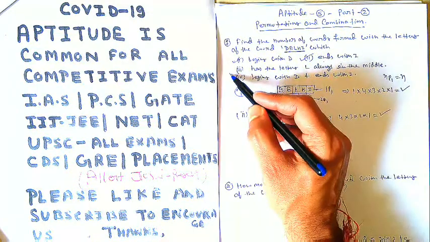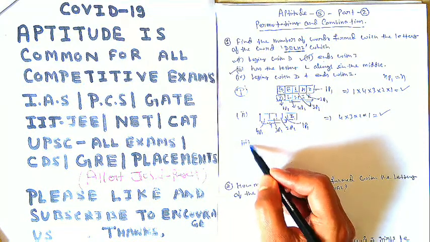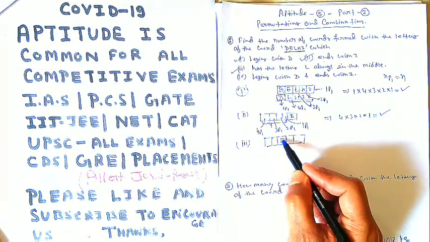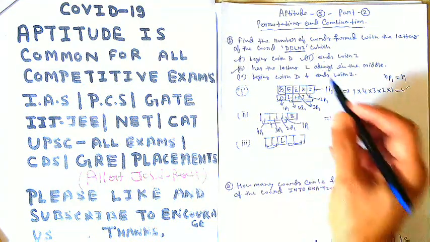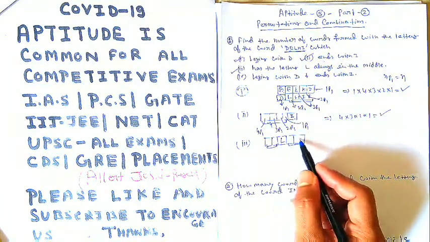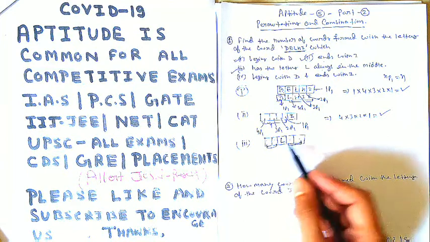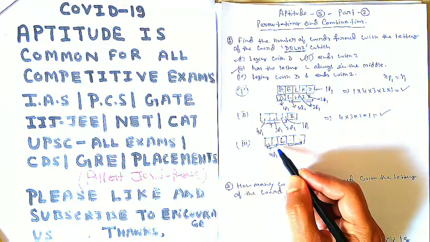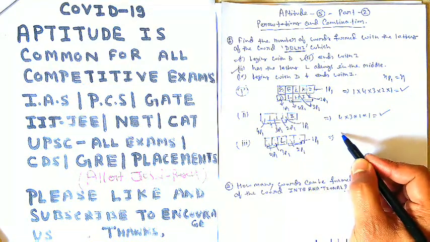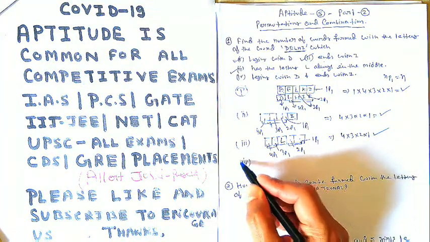Question number 3: has the letter L always in the middle. So L is in the middle. There are a total of 5 letters to place in these boxes, and 1 letter is fixed. So out of 5, 1 is fixed and you have 4, which means 4P1, then 3P1, 2P1 and 1P1. So your answer is 4 into 3 into 2 into 1. Very simple.